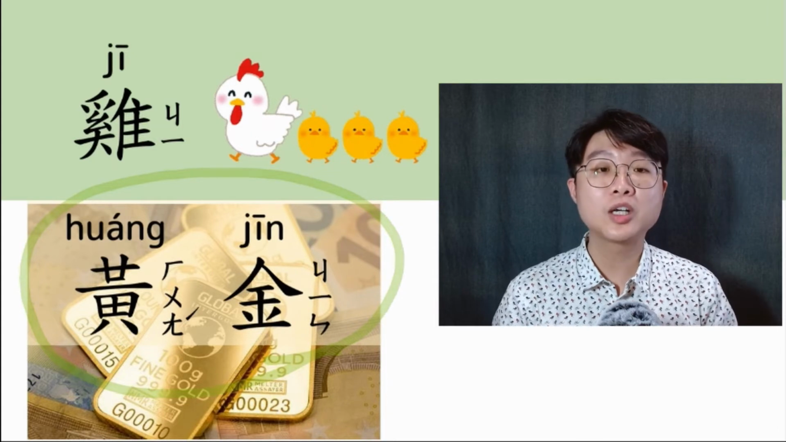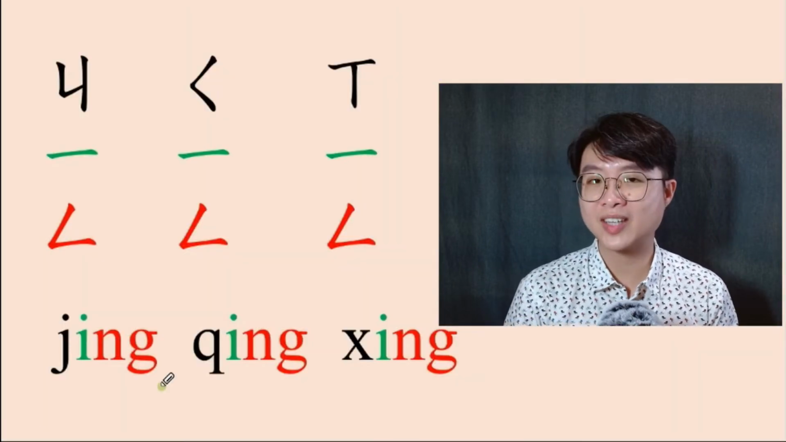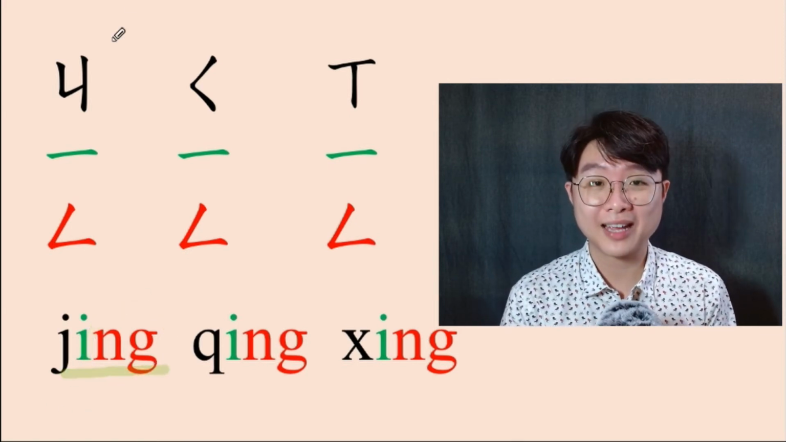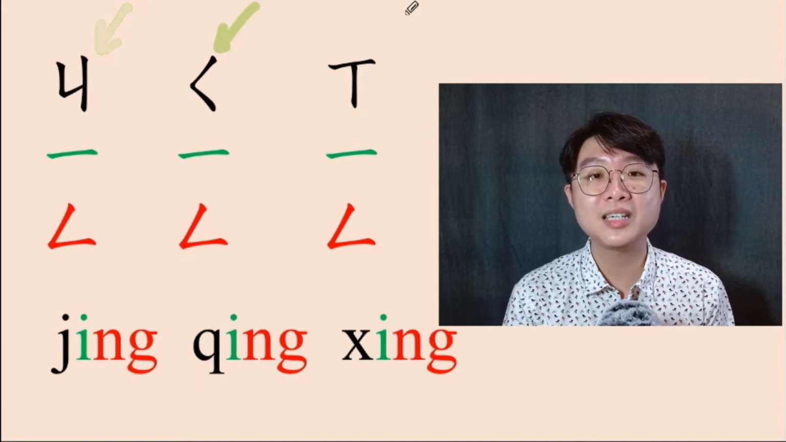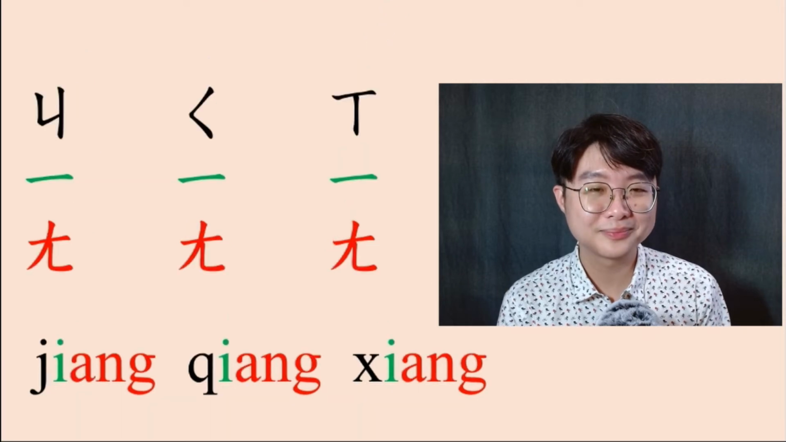Now when ji, qi, xi go with the ng sound, they sound like this. 金, 清, 星.